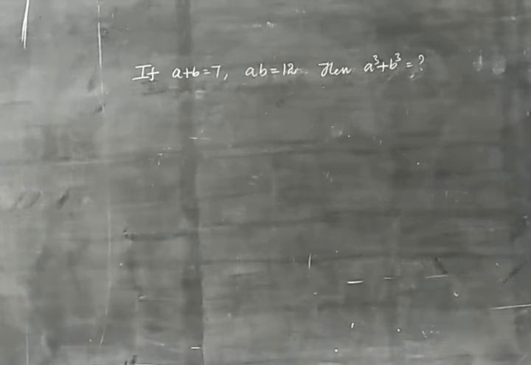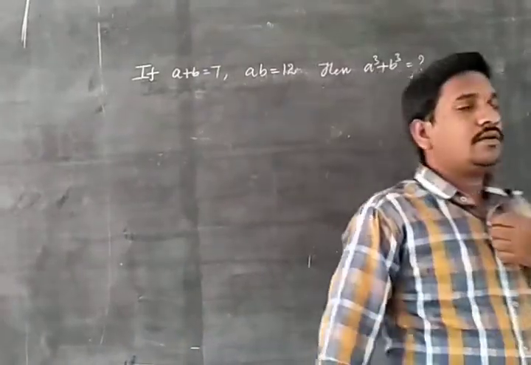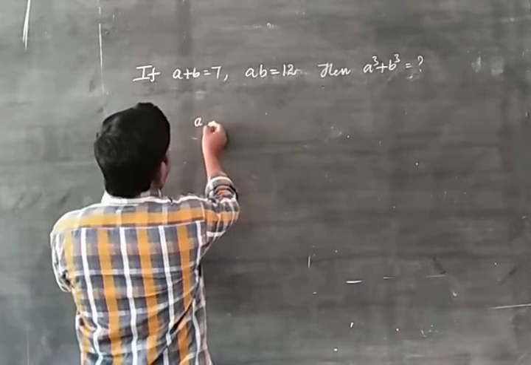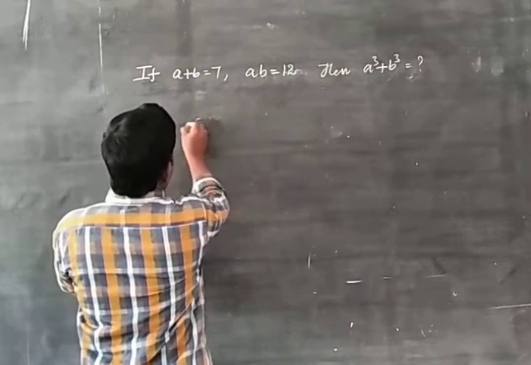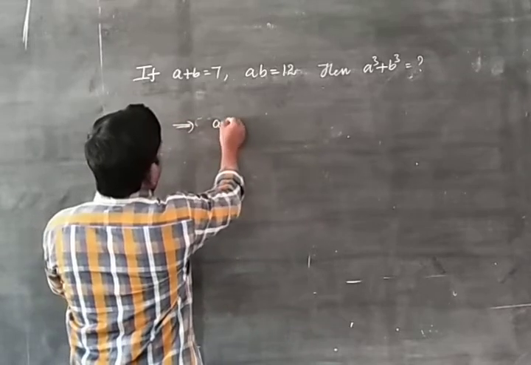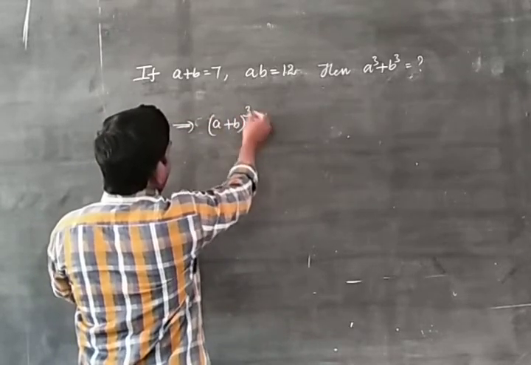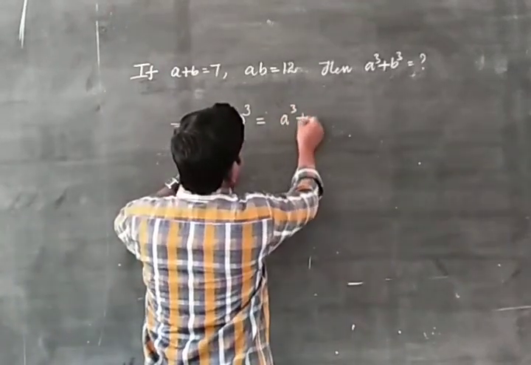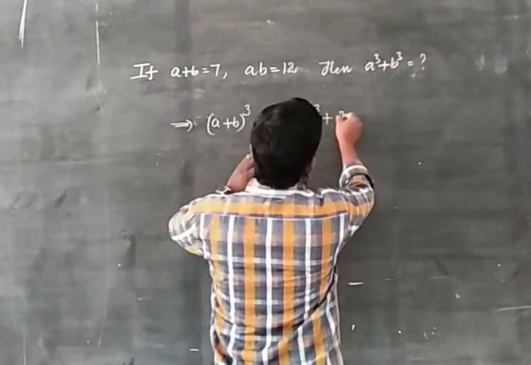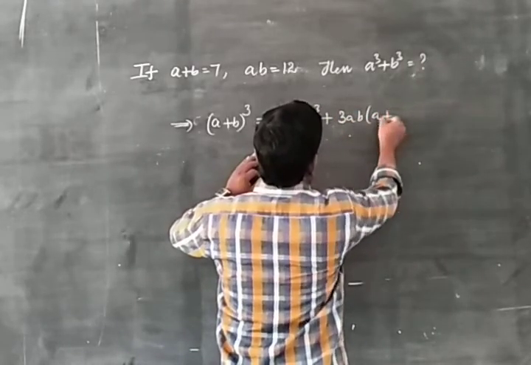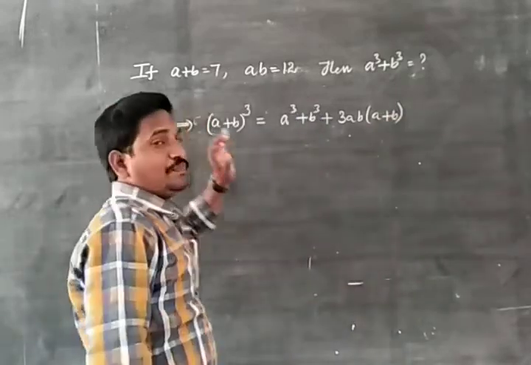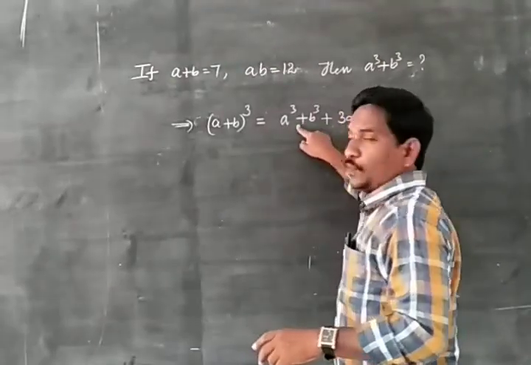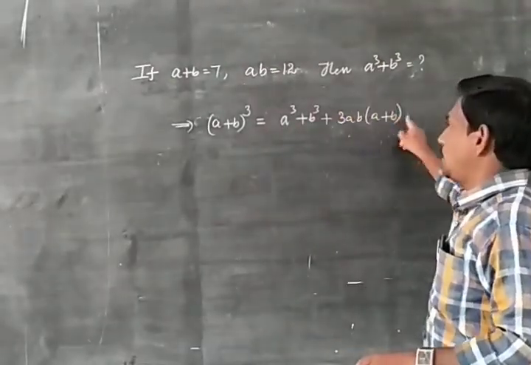Okay, we know that we have a formula, the a plus b whole cube formula. What is the a plus b whole cube formula? We know that a plus b whole cube equals a cube plus b cube plus 3ab into a plus b. This is the formula we have.